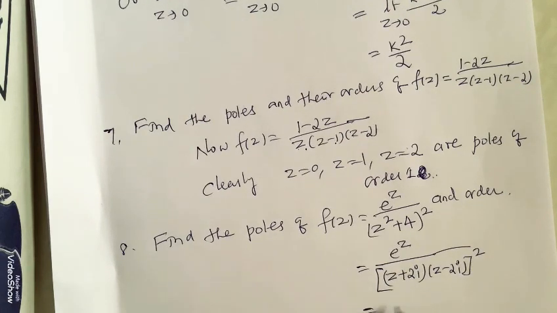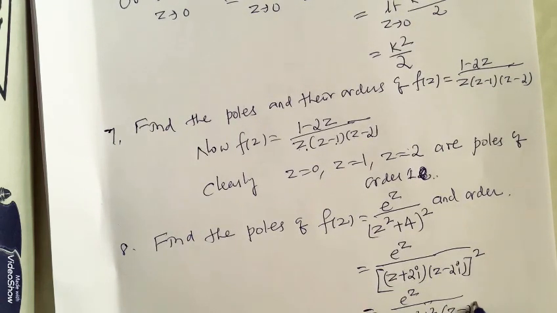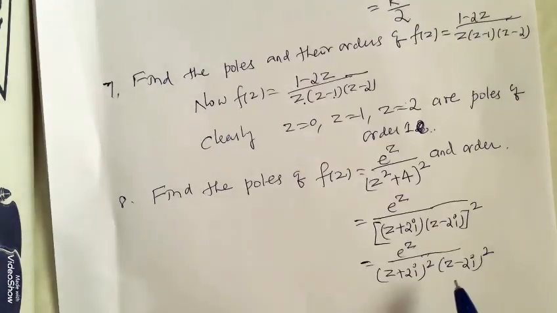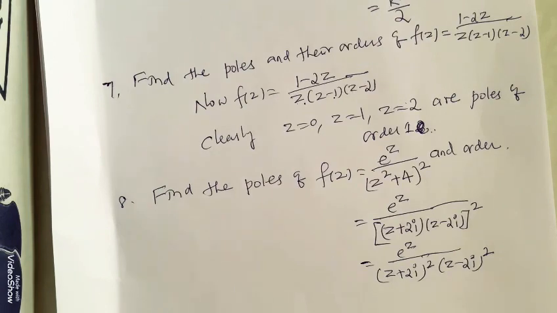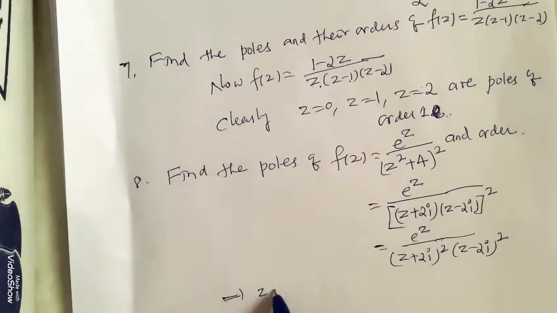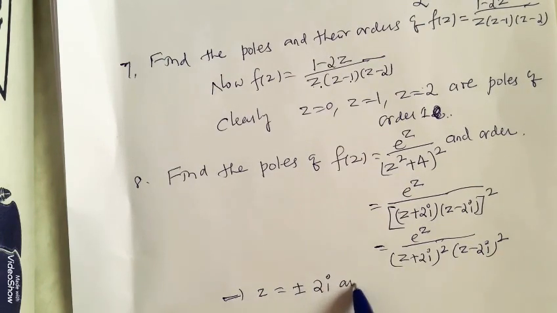So what is this here? e raised to z divided by z plus 2i whole square into z minus 2i whole square. You just take the power separately. Therefore now z is equal to plus 2i, z is equal to minus 2i are the poles of order 2 here. Both are of the order 2. Therefore this implies z is equal to plus or minus 2i are poles of order 2.